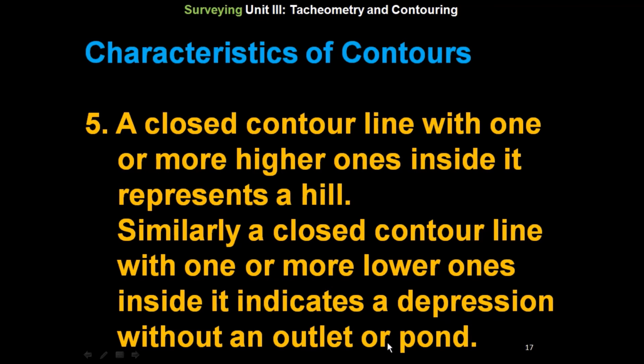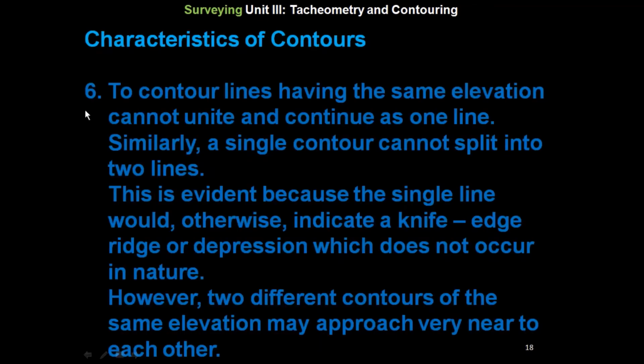The sixth characteristic of a contour, two contour lines having the same elevation cannot unite and continue as one. Similarly, a single contour cannot split into two lines. This is evident because the single line would otherwise indicate a knife edge ridge or depression, which does not occur in nature. However, two different contours of the same elevation may approach very near to each other.